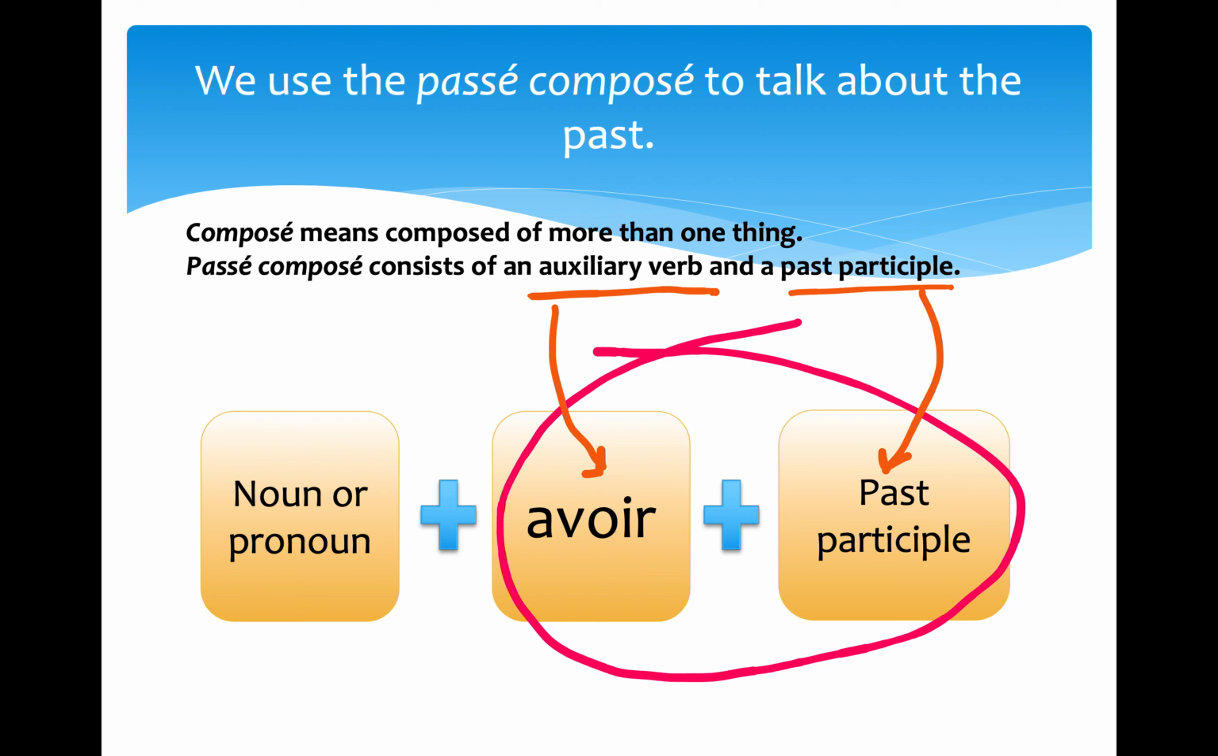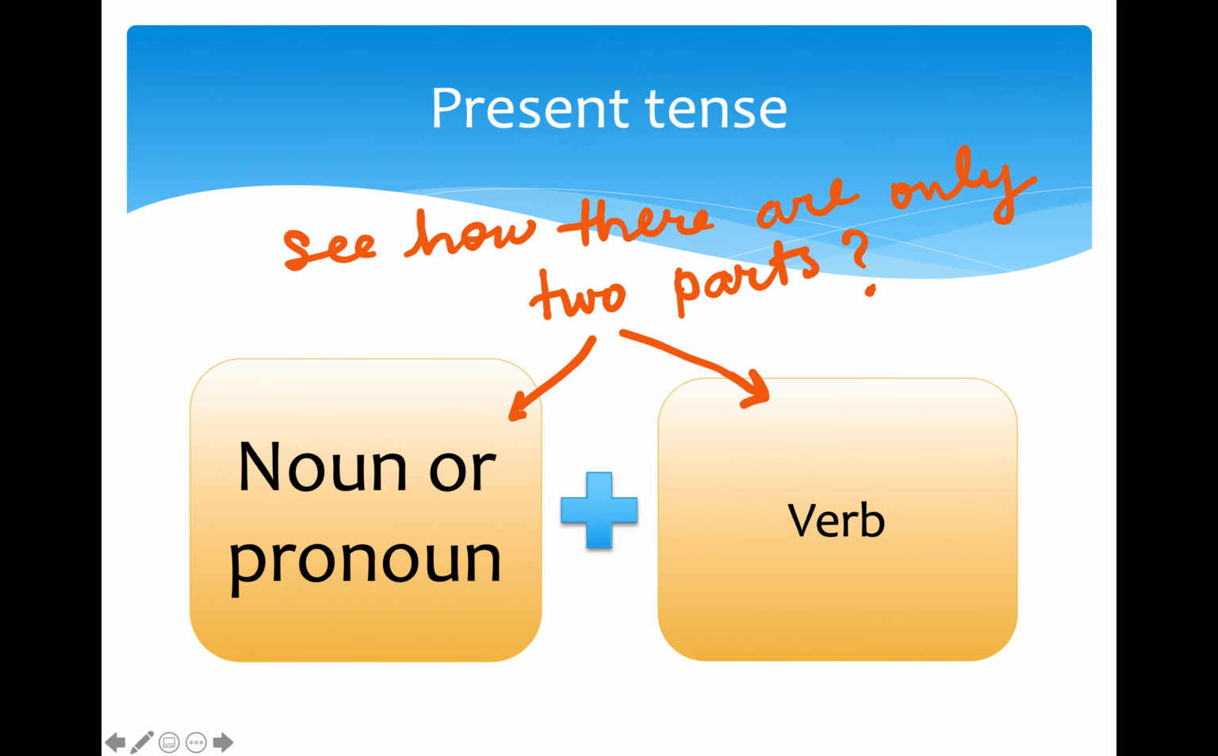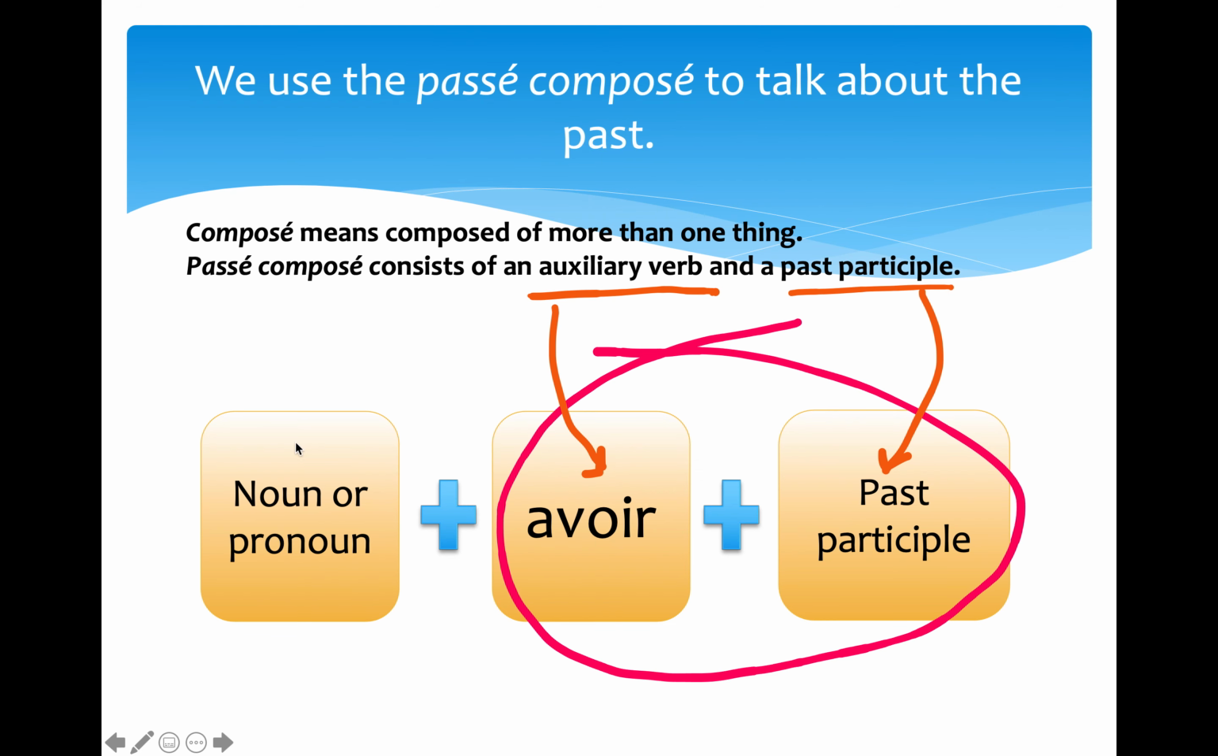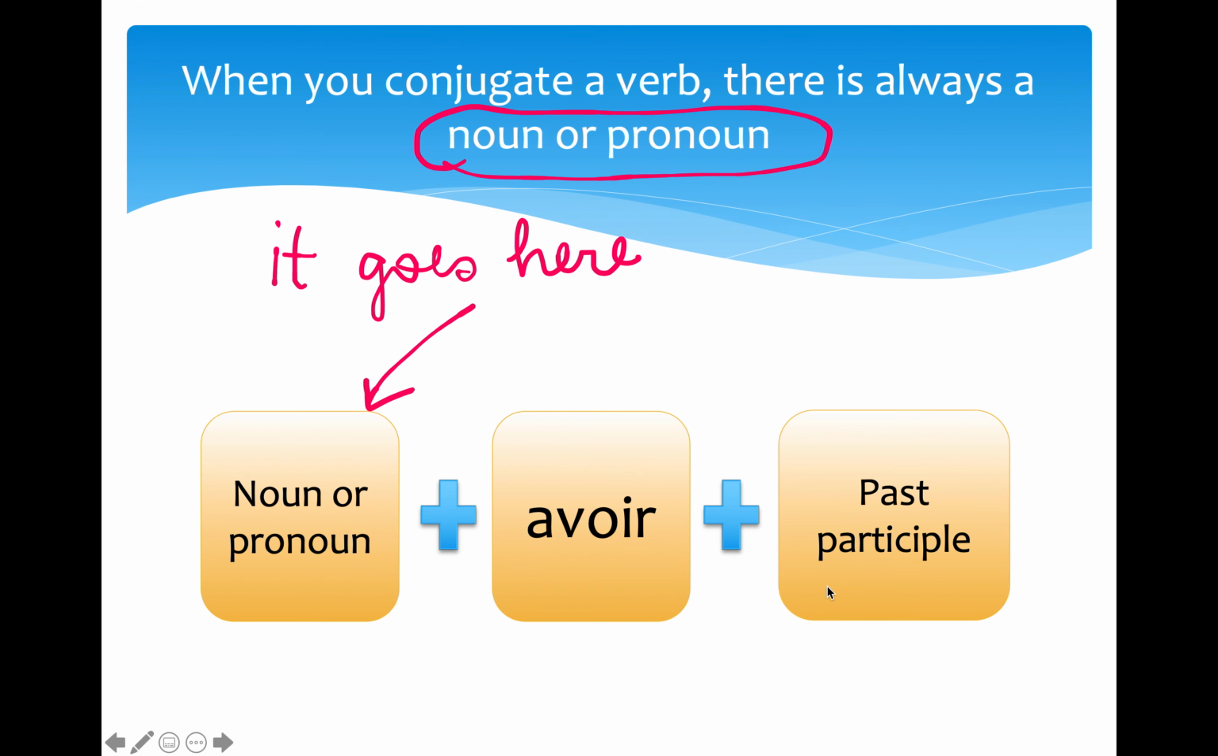And you remember that composé means it's made up of more than one thing. So the passé composé consists of an auxiliary verb and a past participle. Compare that with the present tense, where we just have the noun or pronoun and a verb. Okay? So here with the passé composé, we have the noun or pronoun, we have the auxiliary verb, and then we have the past participle. And this video today is about the past participles that are irregular.